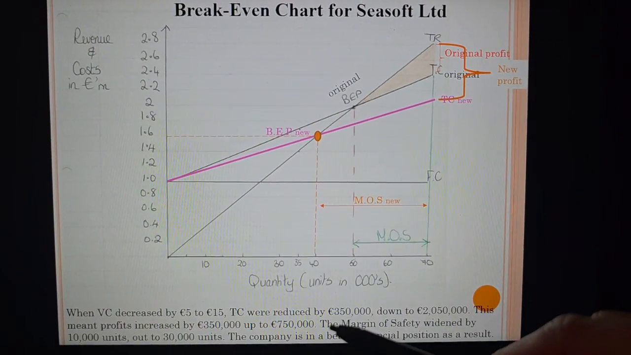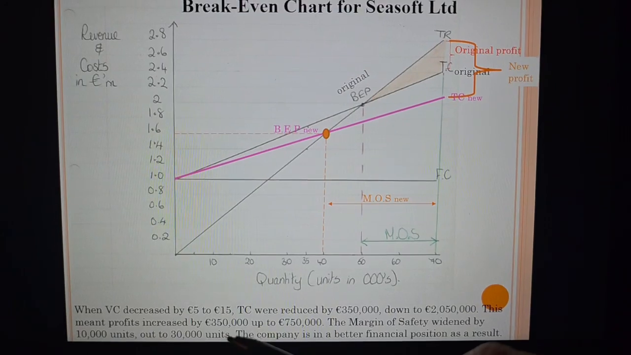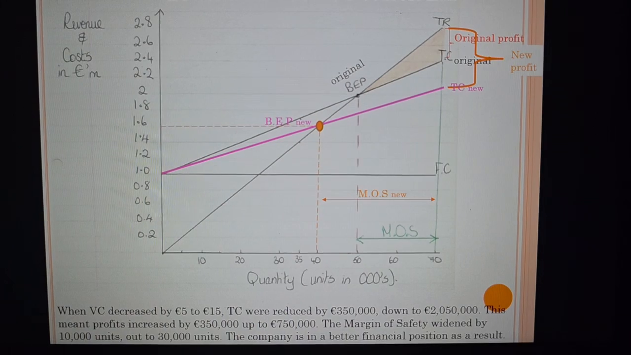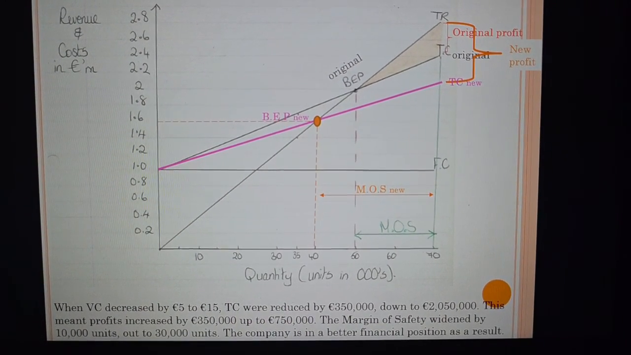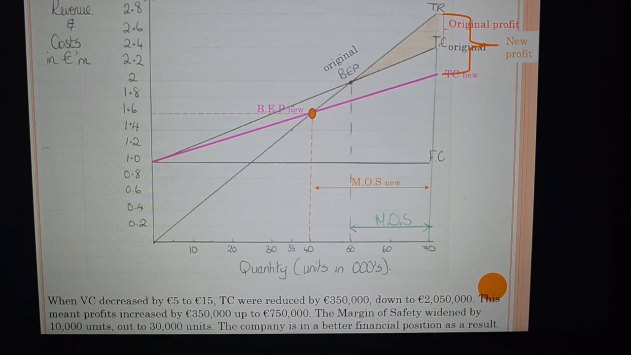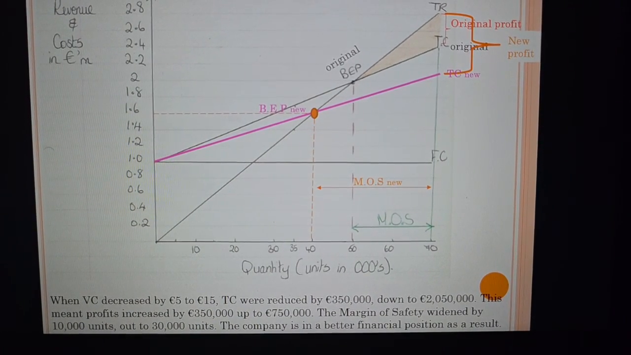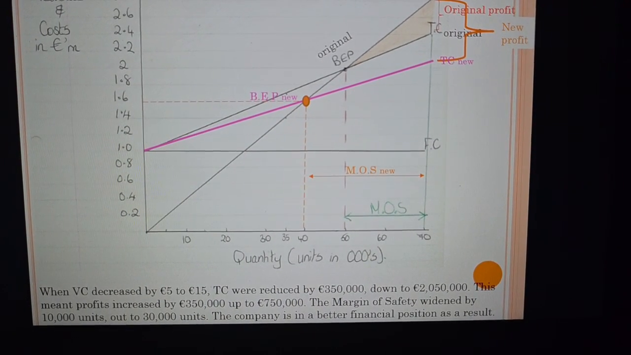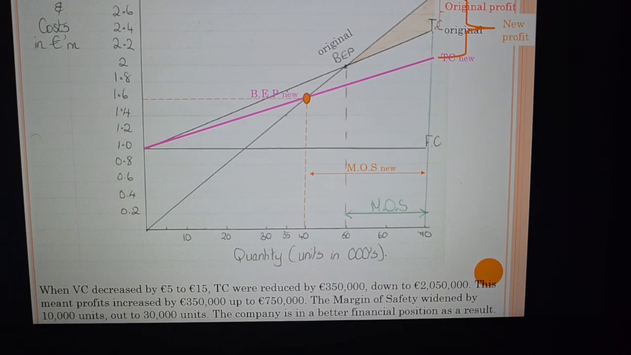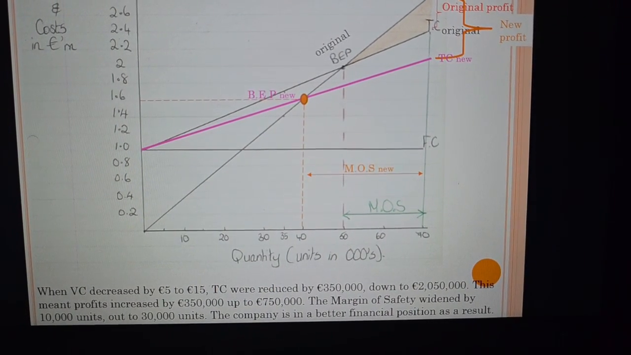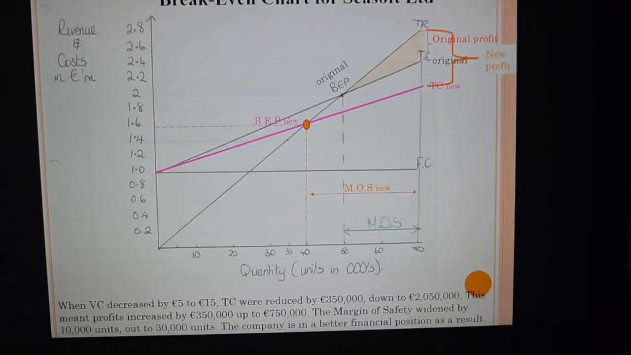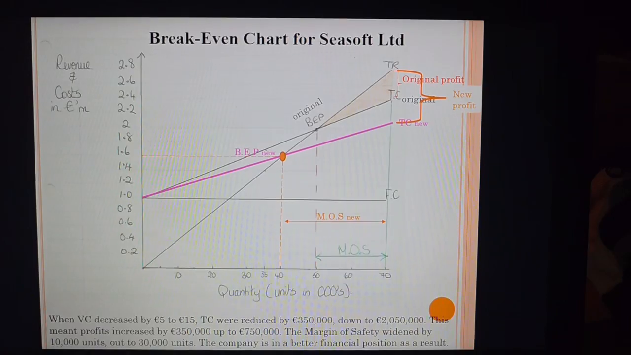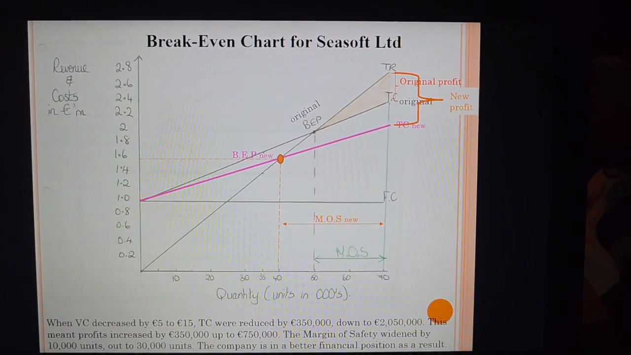And I have the outline down below. So when variable costs decreased by €5, they went down to €15. My total costs were reduced by 350 grand, down to 2,050,000. So you're comparing it what they originally were to what they are now. This meant profits increased by €350,000 up to €750,000. The margin of safety widened by 10,000 units out to 30,000 because it was 20,000 units. The company is in a much better financial position now as a result. Okay, so that's 2 more long questions, and that's how they come up in the exam papers.